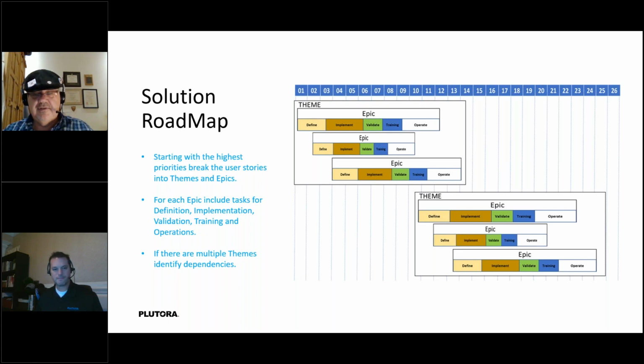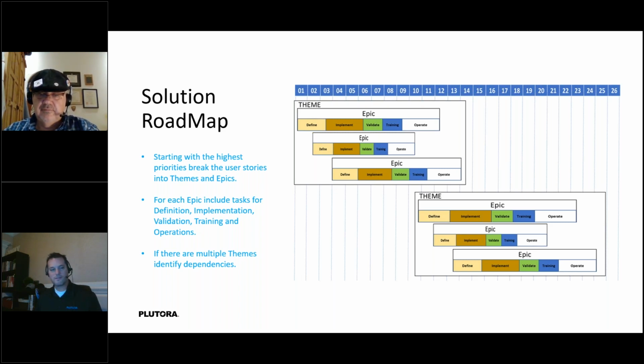So this is not to be short-circuited, in my opinion. Spend a significant amount of time. It may take a good portion of the entire solution process, maybe even half of the time, to build the roadmap with this level of detail.